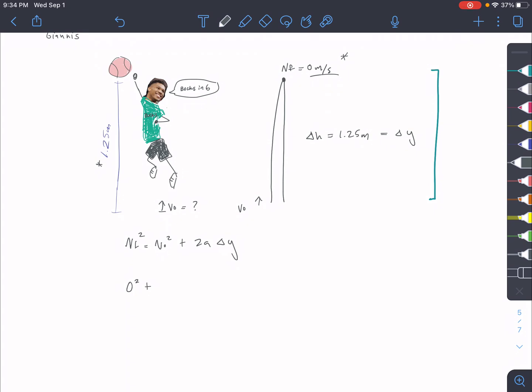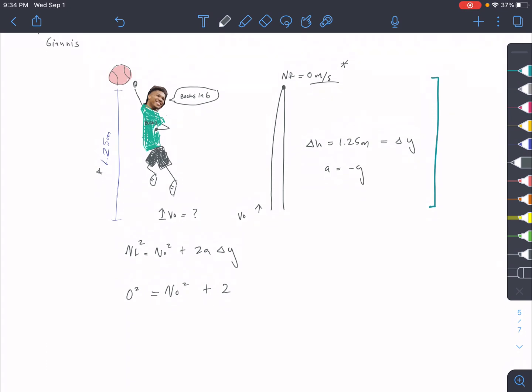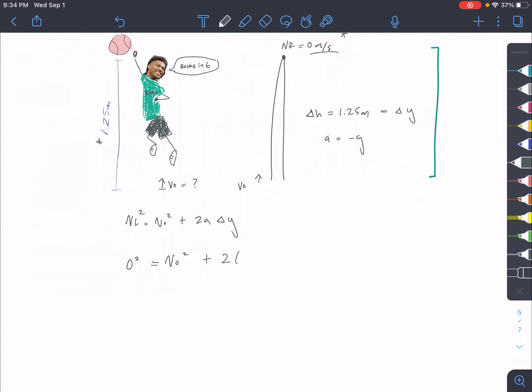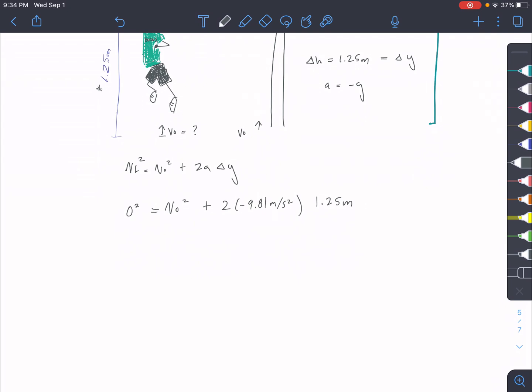All right, so our final velocity, VF squared, I'm sorry, I forgot the squared sign, is equal to 0 squared, equals V naught squared plus 2, and then we know our A is equal to negative G, because we're dealing with gravity here. A is negative 9.81 meters per second squared. And then we're multiplying by delta Y, which is 1.25 meters. Okay, so in order to solve for V naught, we're going to end up with V naught equal to the square root of 2 times 9.81 meters per second squared times 1.25 meters.